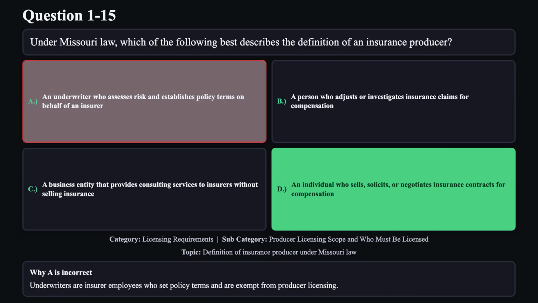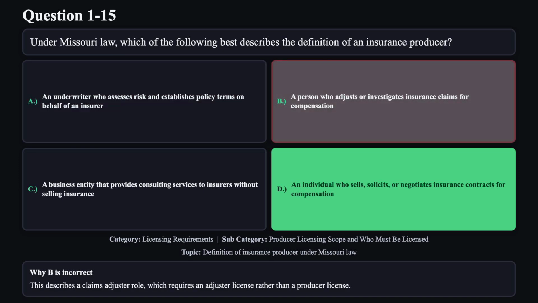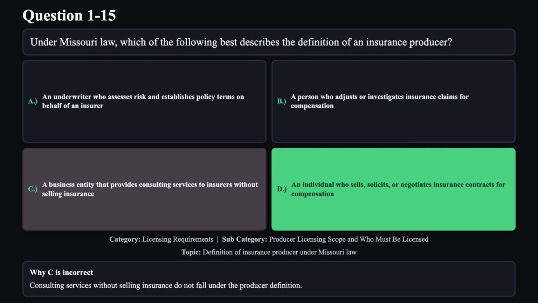Reason A is not correct. Underwriters are insurer employees who set policy terms and are exempt from producer licensing. Reason B is not correct. This describes a claims adjuster role, which requires an adjuster license rather than a producer license. Reason C is not correct. Consulting services without selling insurance do not fall under the producer definition.